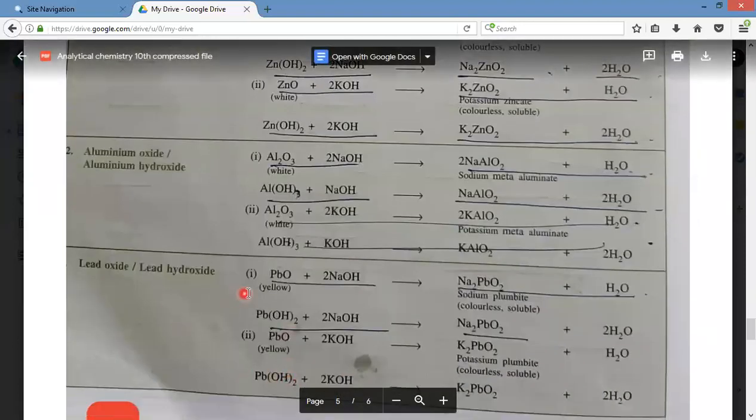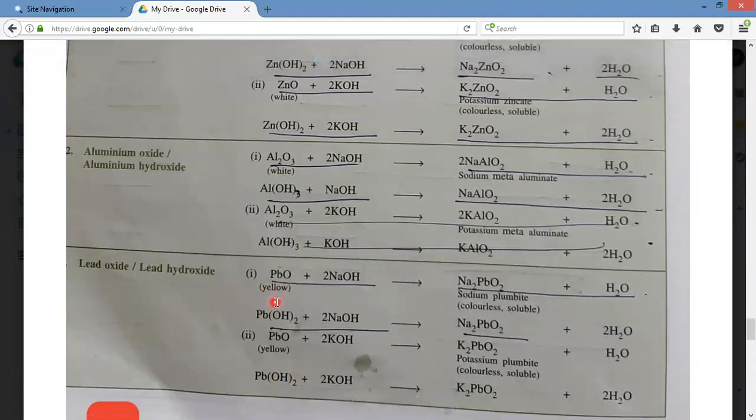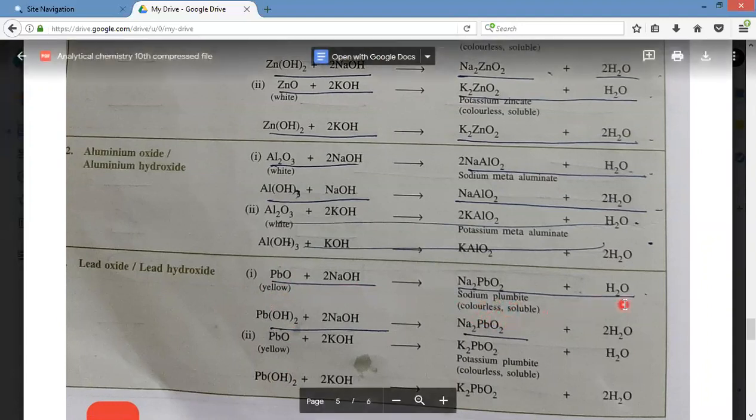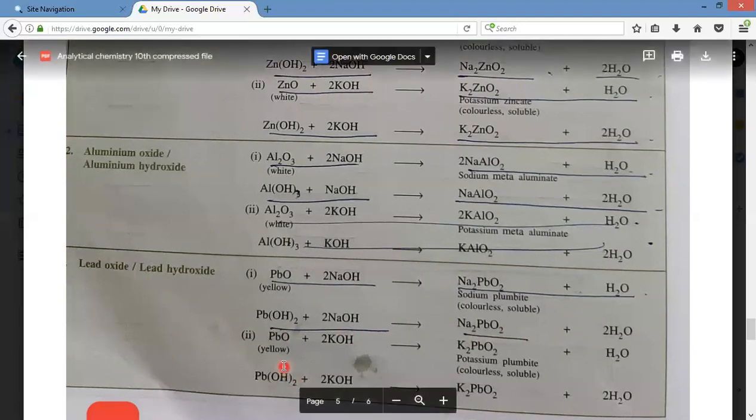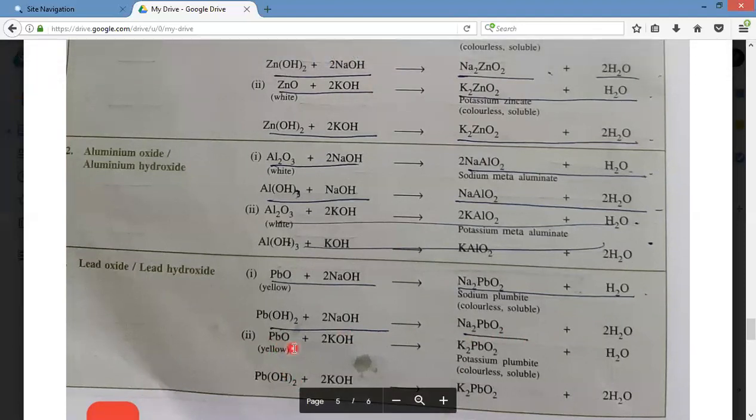Next one, lead. Lead oxide, which is yellow in color. Students, kindly make it important. It's a very important point that lead monoxide, yellow in color, treating with sodium hydroxide, sodium plumbite is forming, which is colorless and soluble in nature, with the water formation. Lead hydroxide treating with sodium hydroxide, again Na2PbO2 is forming with the water. Yellow lead monoxide treating with KOH, caustic potash, potassium plumbite is forming, which is colorless and soluble, with the water formation.